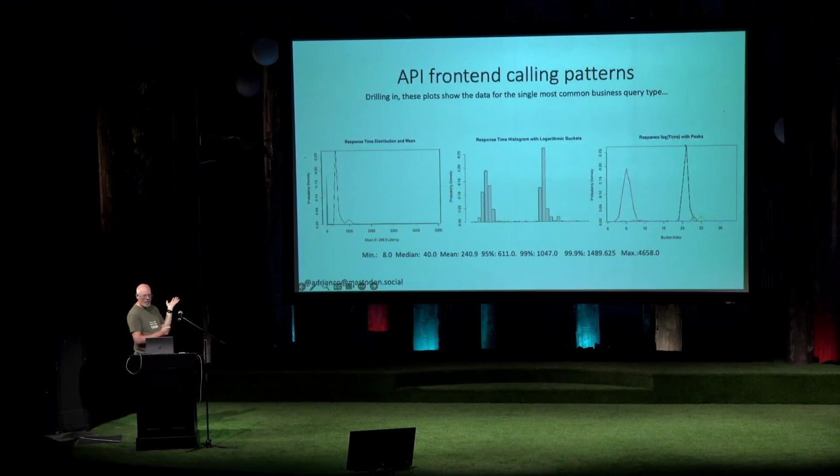And if you analyze this the normal way, you'd say, well, the minimum is 8, median's 40, the mean's 240, and I've got my percentiles, and I can analyze it like that. And nowhere in that data does it tell me I have 2 spikes and what the characteristics of those spikes are.